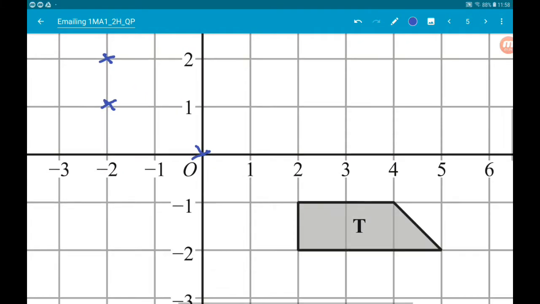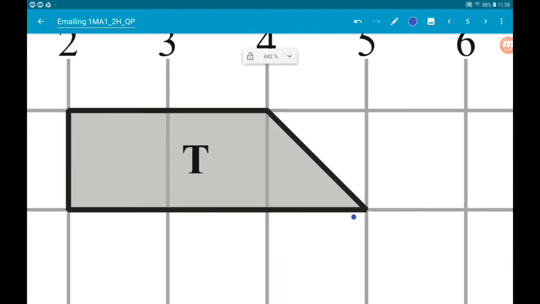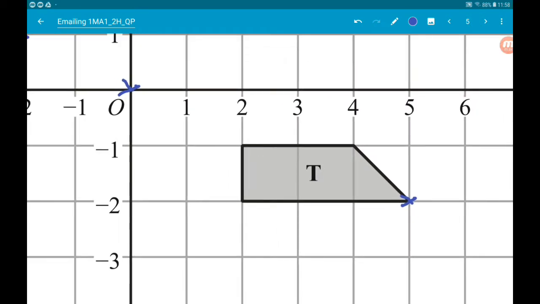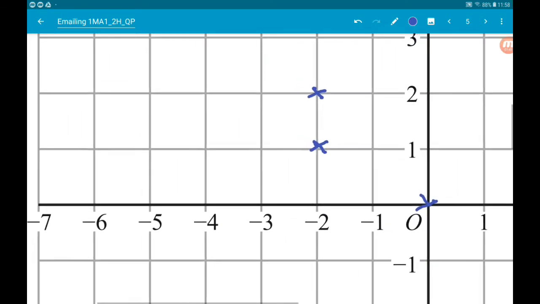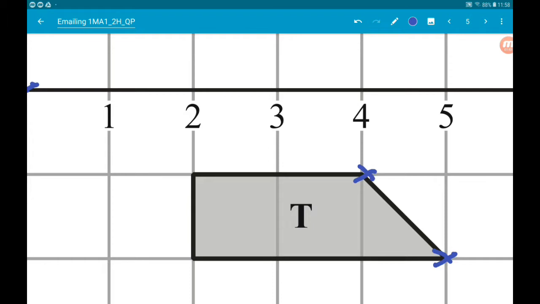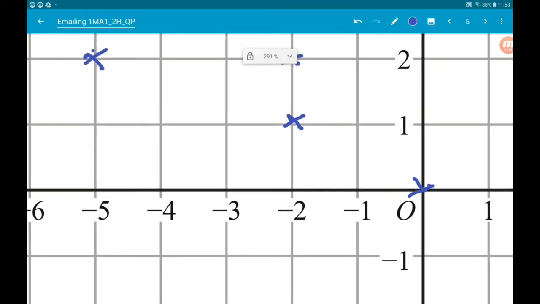And the bottom point, which is kind of down here, is then 5 left and 2 up. So just do the same. So 5 left, 2 up. Puts us there. And then this point here is 4 left and 1 up. So that's going to be there. So in the real thing, use a ruler.